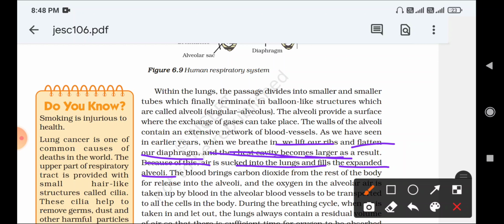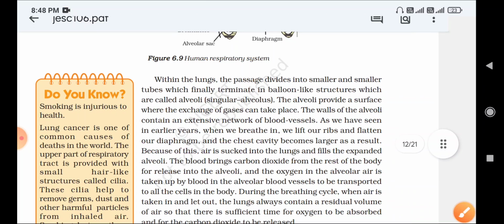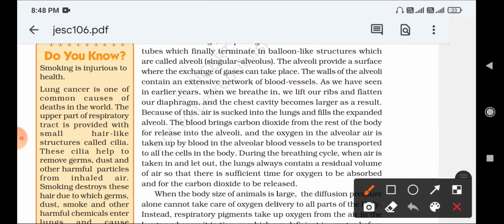Because of this, air is sucked into the lungs and fills the expanded alveoli. The blood brings carbon dioxide from the rest of the body and releases it into the alveoli. The blood takes the carbon dioxide from all cells of the body and passes it into the alveoli.